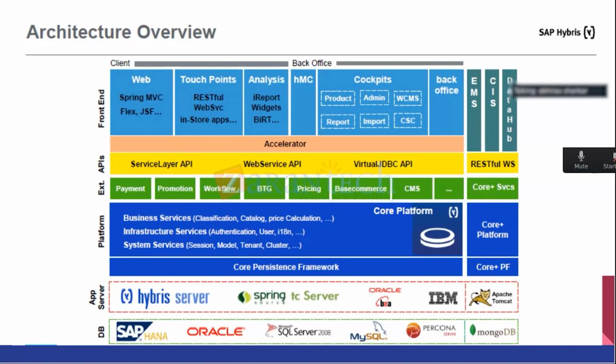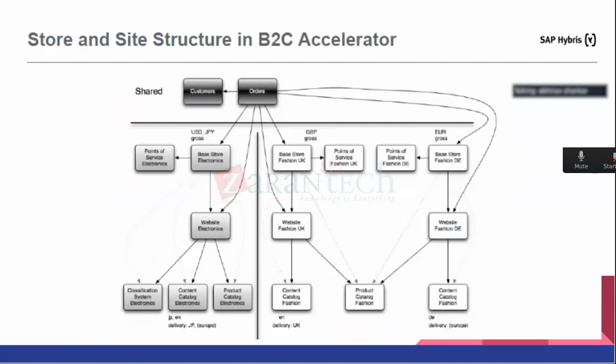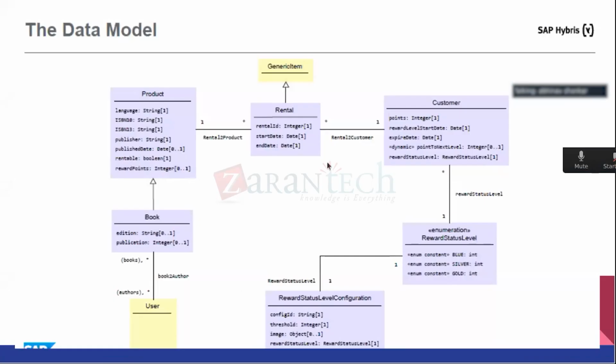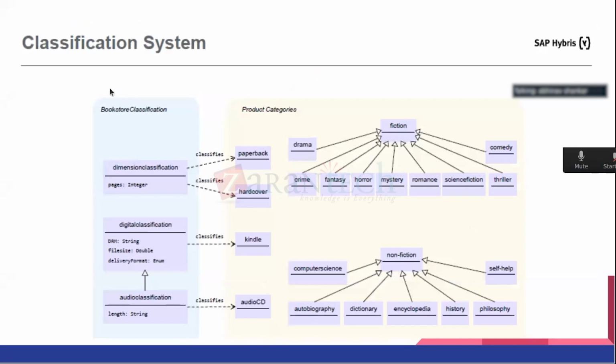So I'm moving forward because this is just a recap. Yesterday I explained to you the B2C accelerator. This is the website storefront, and this is also classification contents and product contents. I explained data modeling also: a product is there, book is there, generic items are there, customer and everything. This classification I explained yesterday. We can split the product in a more classified manner.